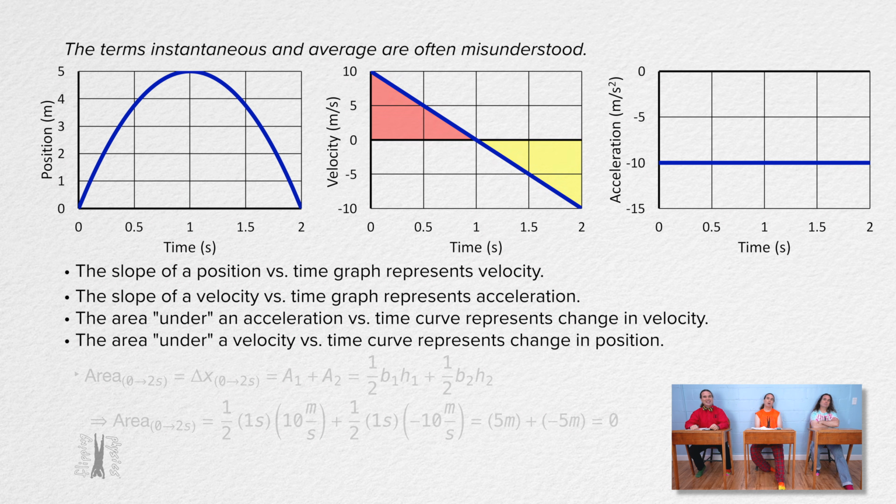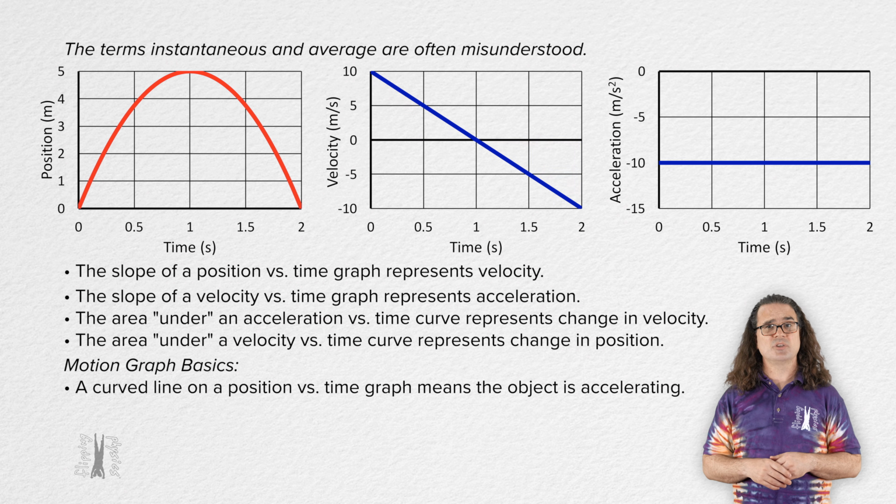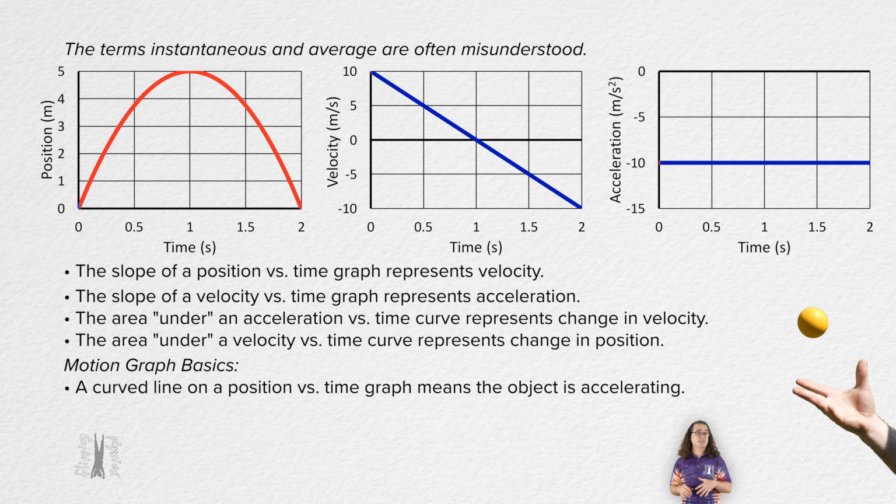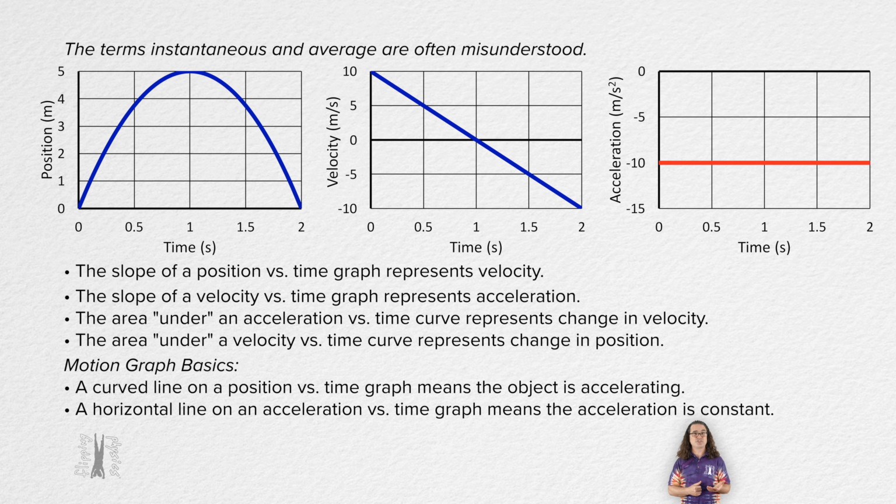Yep. Thanks. Now notice a curved line on a position versus time graph means the velocity of the object is changing. That means the object is accelerating. That's what we see in these graphs. And a horizontal line on an acceleration versus time graph means the acceleration of the object is constant. Again, that is what we see for the motion of this object. But now, let's move on to look at some other graphs.